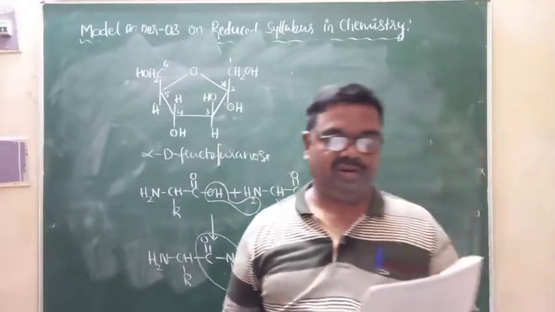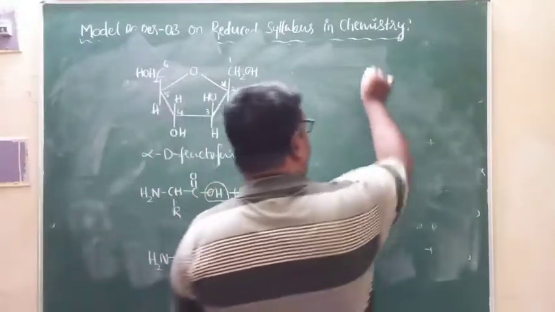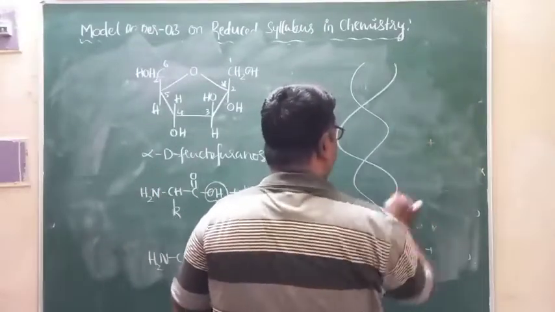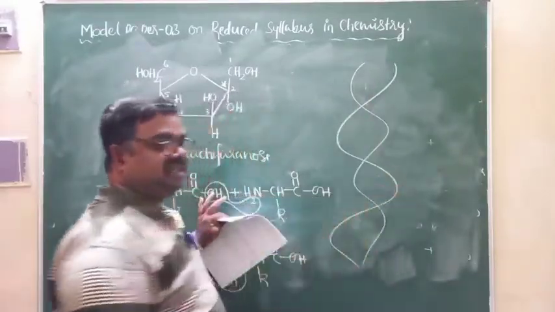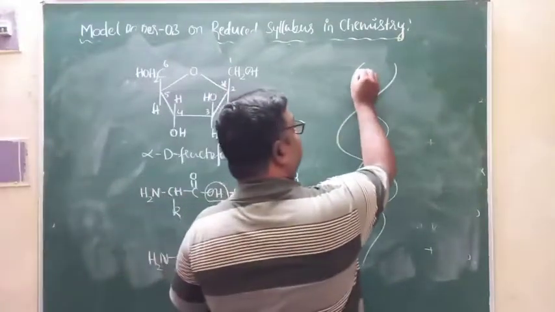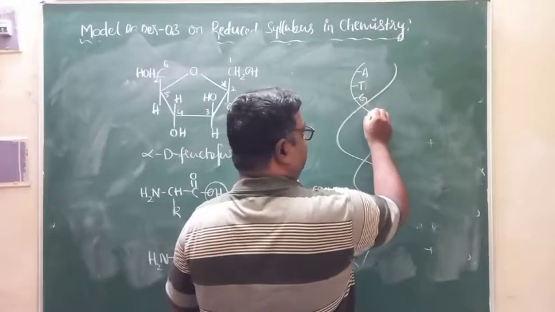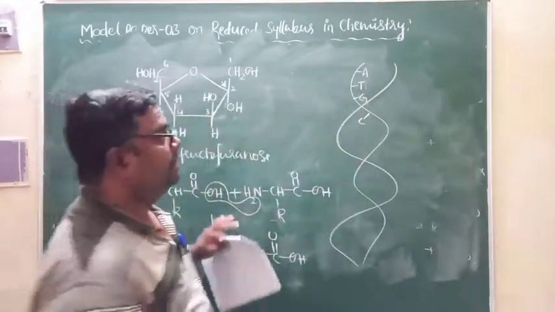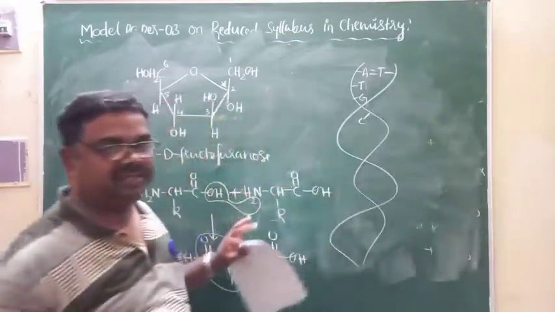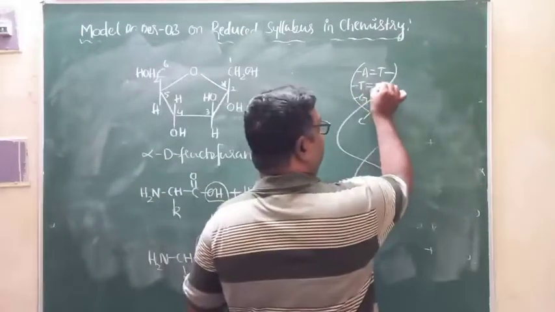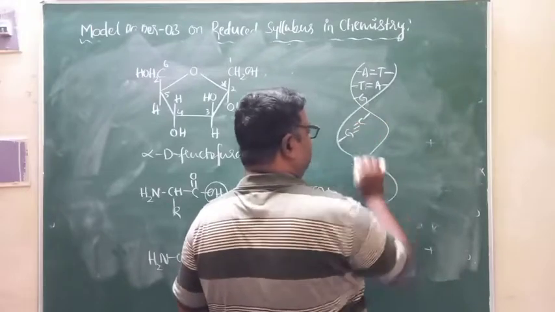What kind of bonds hold together the 2 nucleic acid chains in the helical structure of DNA? When we draw the helical structure of DNA, we draw it like this. This is one nucleic acid chain, this is another nucleic acid chain. And here we have bases, specific bases: A, T, G, C. A always pairs with T through 2 hydrogen bonds. T always pairs with A through 2 hydrogen bonds. C always pairs with G with 3 hydrogen bonds.